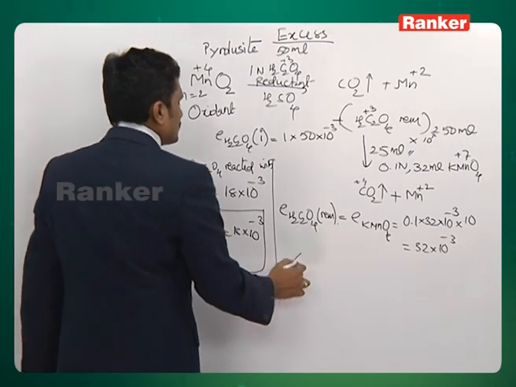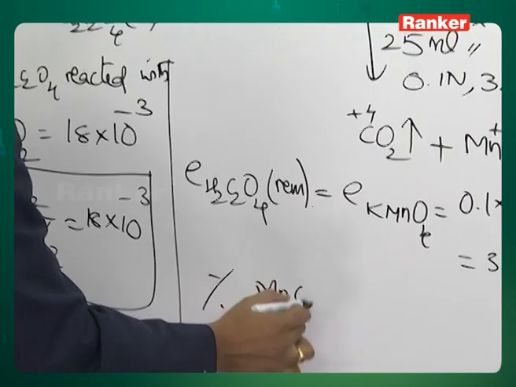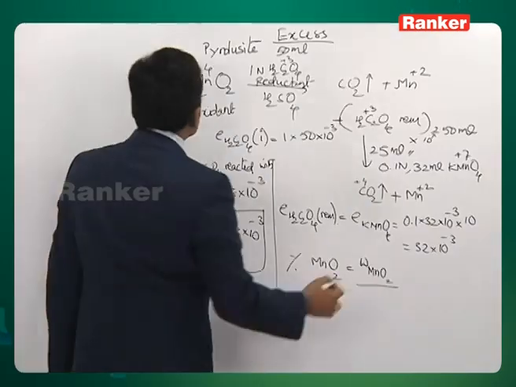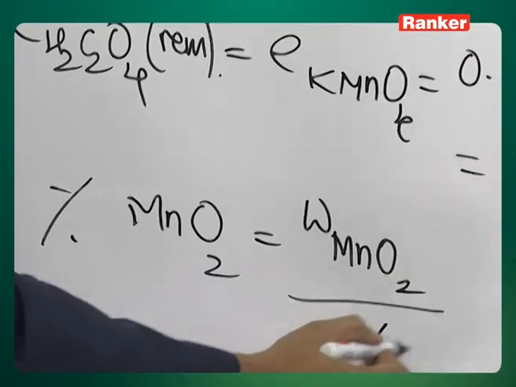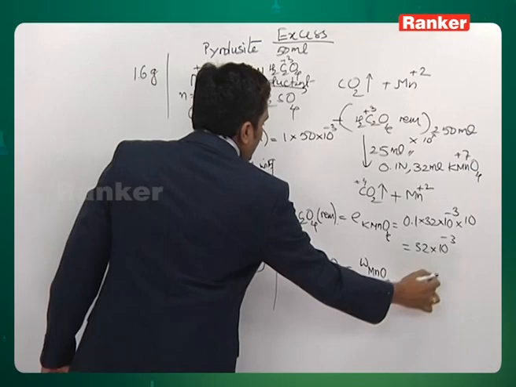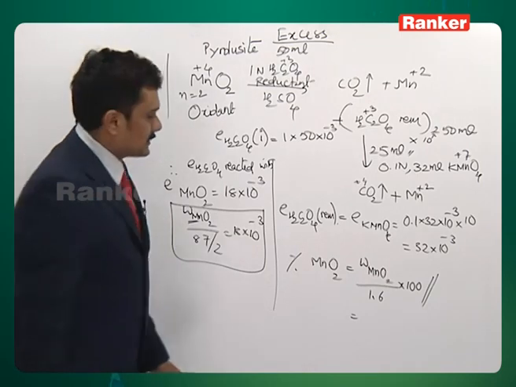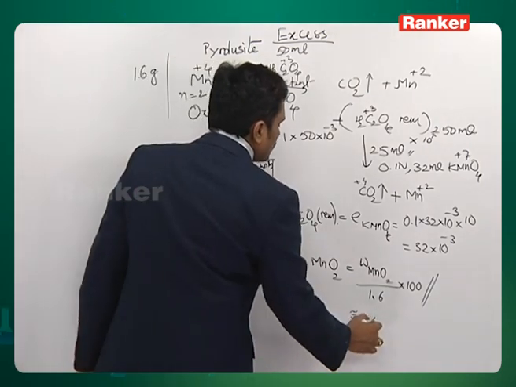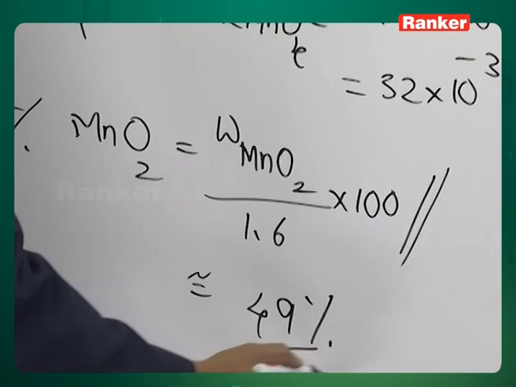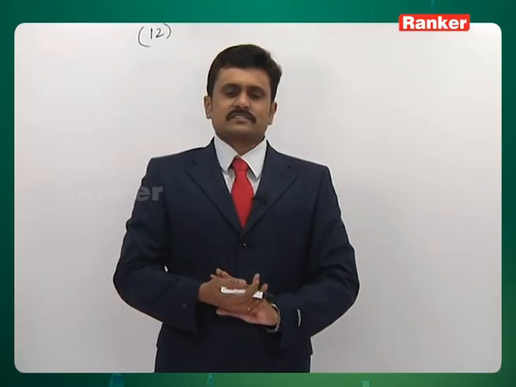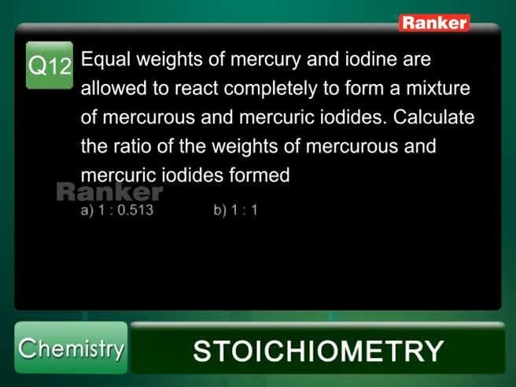Therefore, you have been asked to find out the percentage of MnO2 in the pyrolusite sample, which is equal to the weight of MnO2 divided by the total weight of the sample, 1.6 gram, multiplied by 100. Now, when you simplify this by substituting the weight of MnO2, you will get approximately 49% by weight of MnO2 present.